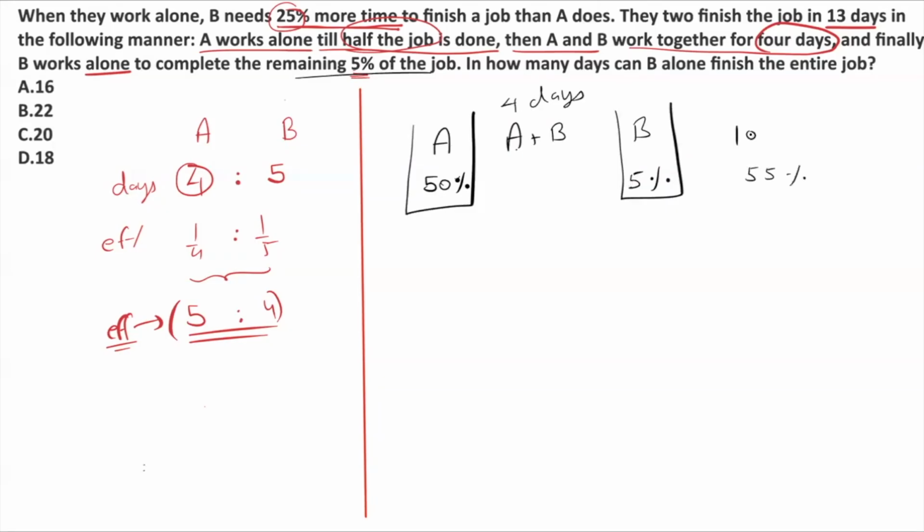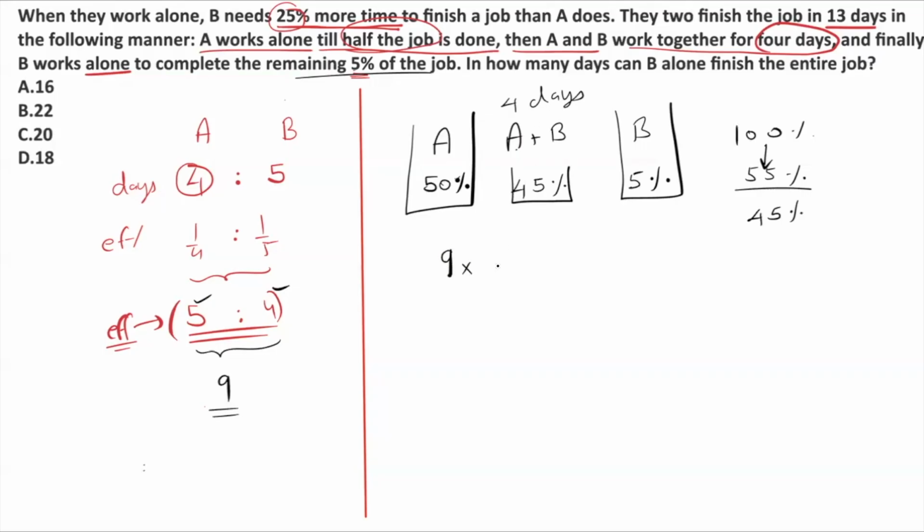Now we can observe that out of 100% of the work, 55% is completed when A and B work alone. So 100 minus 55, 45% of the work will be completed when A and B work for 4 days, right? Okay, so A and B work for 4 days and complete 45% of the work. Now, the efficiencies of A and B we have found are 5 and 4. 5 plus 4 is 9 units per day. So when A and B work together, they complete 9 units daily.